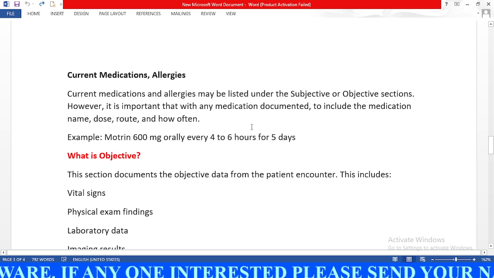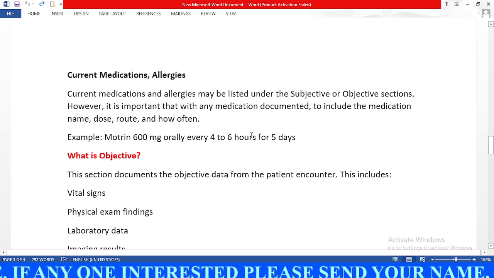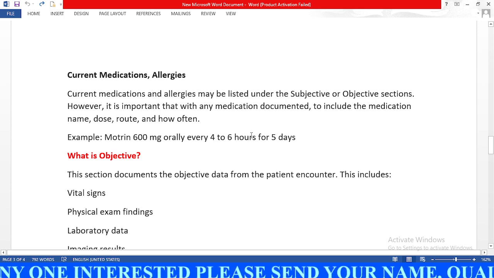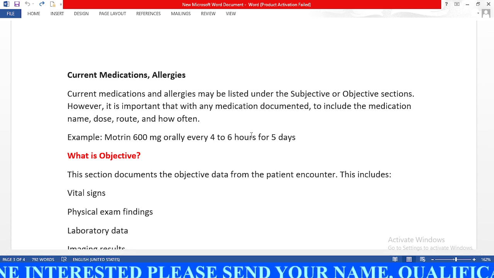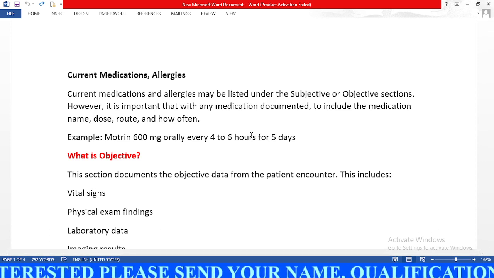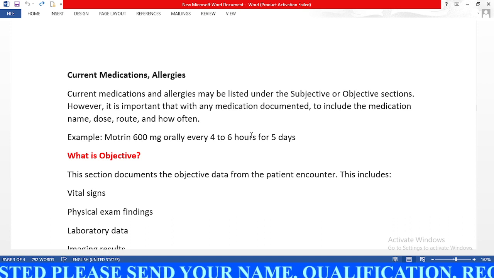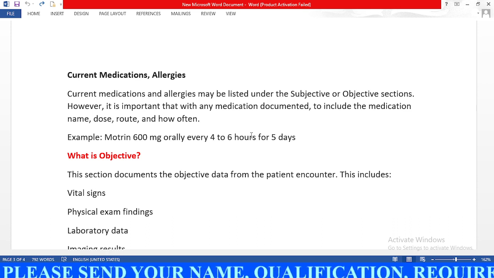Next one is current medications and allergies. So current medications and allergies may be listed under the subjective or objective sections. However, it is important that any medication documented includes the medication name, dose, route, and how often.